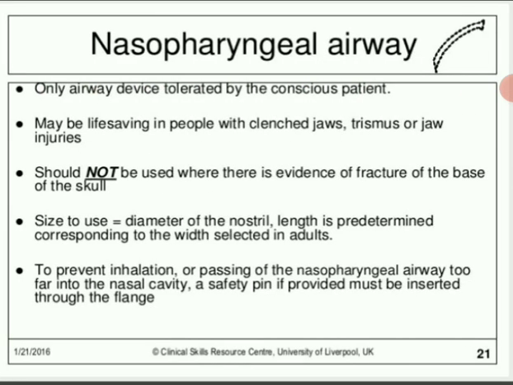To prevent inhalation or passing of the nasopharyngeal airway too far into the nasal cavity, we must check the size before inserting the tube.